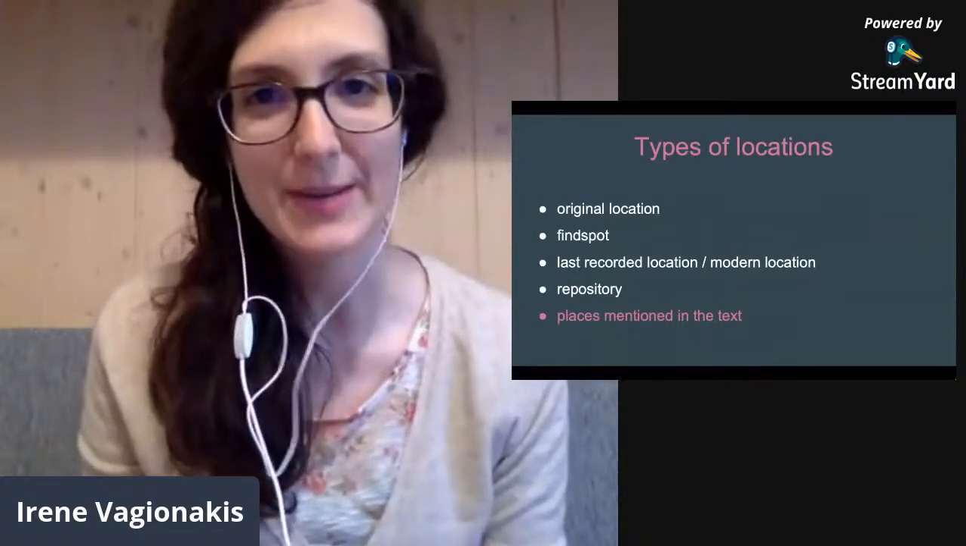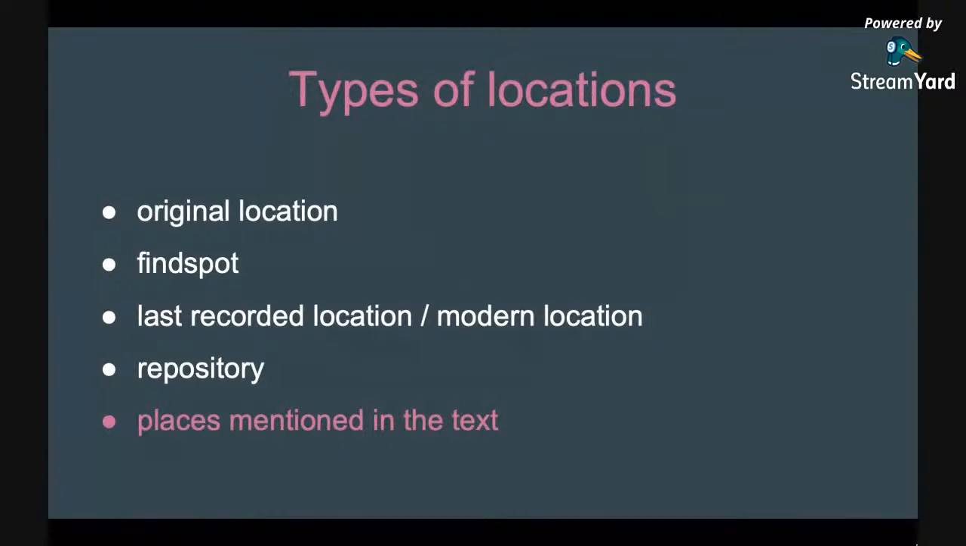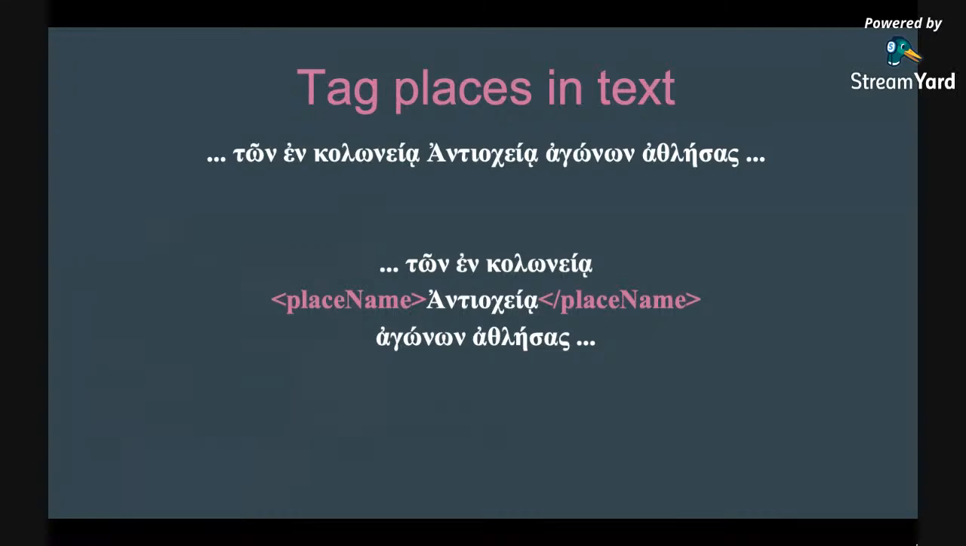Thank you. So there are a lot of different types of places that can be found inside an EpiDoc edition. You can have the original location of the find spot, the current location of the repository of the inscription, but all these other kinds of places are dealt with in other videos. In this session, we are focusing on the places that are mentioned inside the ancient text of which we are producing an edition.